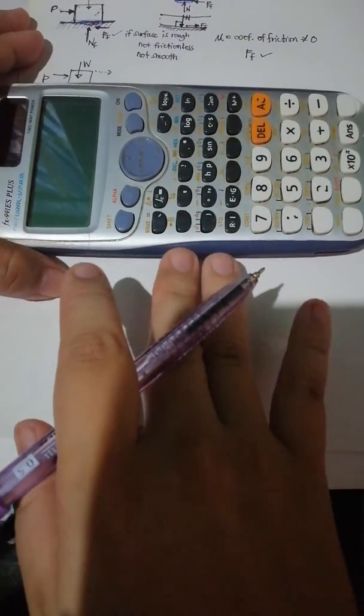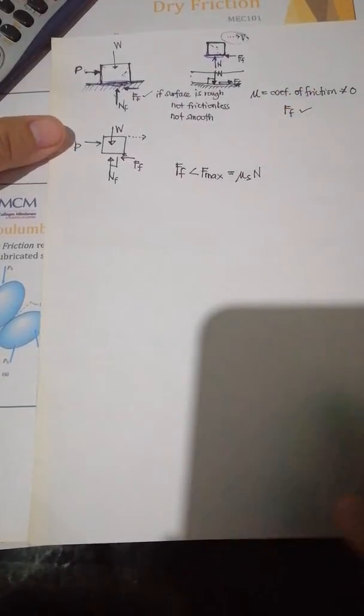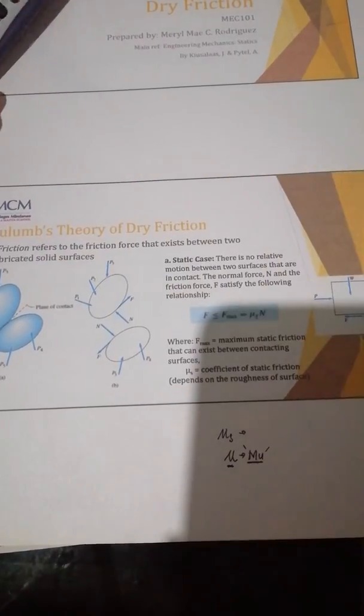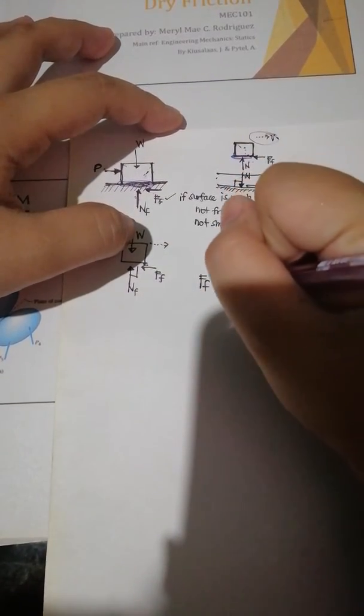So that is now a different case. Now, for the static case, even if external forces are applied to the object, if it will not move, that means the actual frictional force is less than F maximum. F maximum again is mu s times N. So that is what you should remember: when the actual friction force is less than or equal to F maximum, it is still in the static case. But let's proceed.